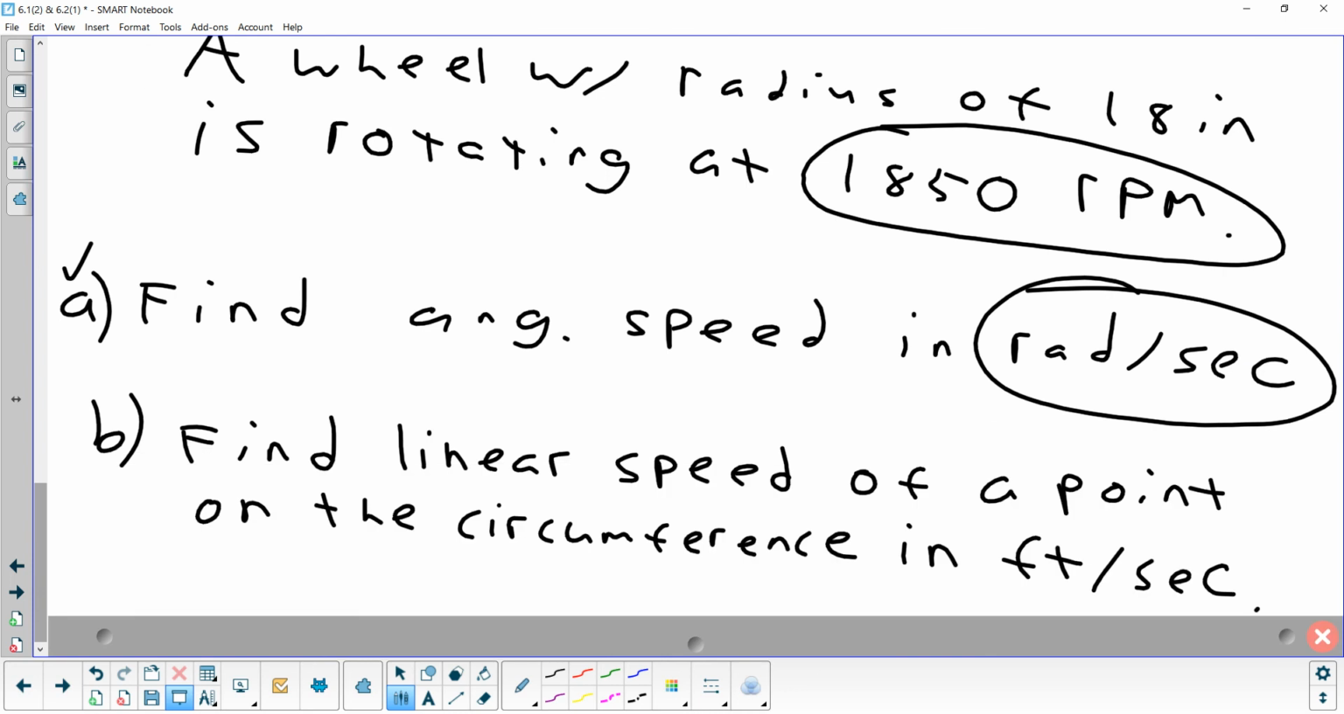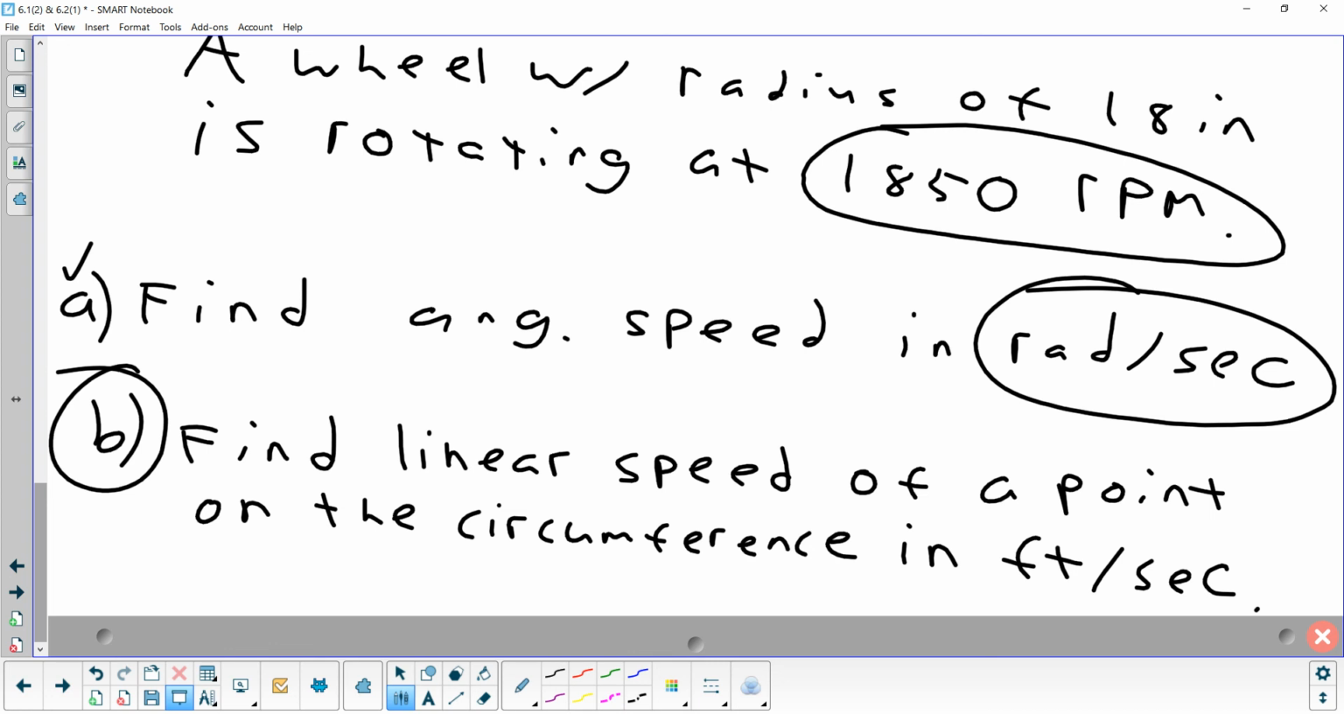What I want to take a look at is part B. I want to find the linear speed, and I have to be specific, of a point on the circumference. So let's pretend like this tire was on a machine and it was spinning at 1,850 revolutions per minute. If that tire fell off the machine and hit the ground, it would instantly take off going straight. I want to figure out how fast it would be going. Assuming it didn't lose traction or tip over, it hit the ground and all the energy that it had from spinning went into making it take off and go straight.